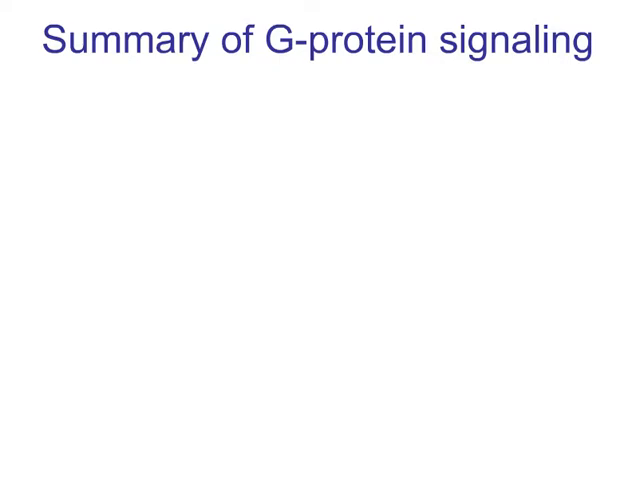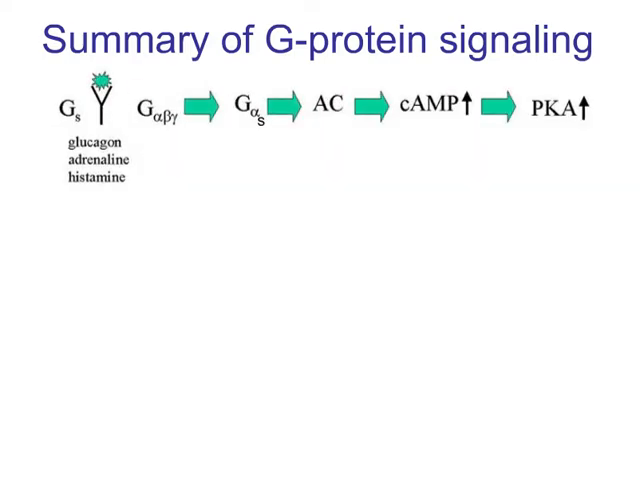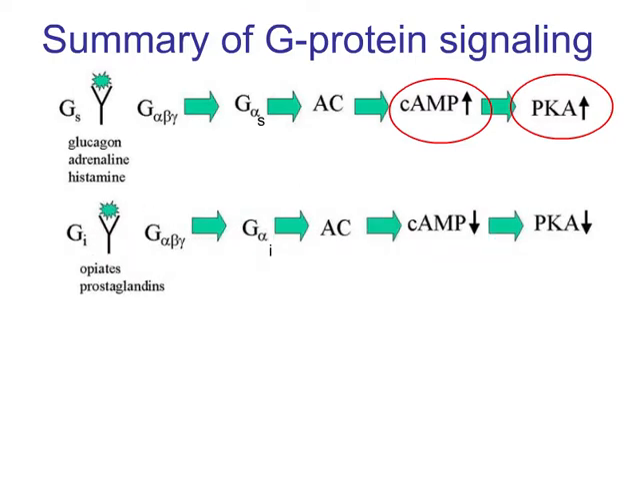Here's a brief summary of G-protein coupled receptor signal transduction mechanisms. First, we have G-protein coupled receptors that couple to alpha sub S of the heterotrimeric G-proteins. G-protein coupled receptors coupled to alpha sub S heterotrimeric G-proteins stimulate adenylate cyclase activity and increase cyclic AMP levels, which activates protein kinase A. G-protein coupled receptors which are coupled to alpha sub I will inhibit adenylate cyclase and reduce cyclic AMP levels in the cell, thus reducing the activity of protein kinase A.